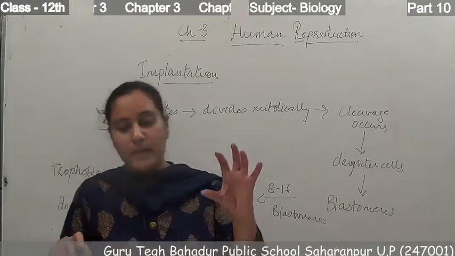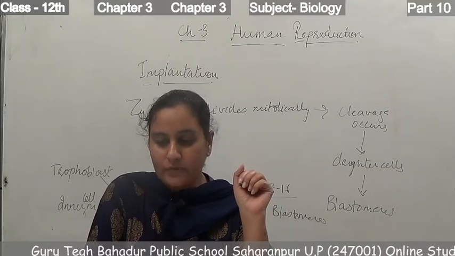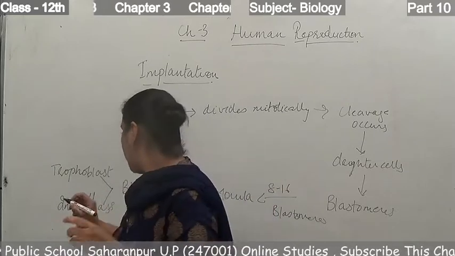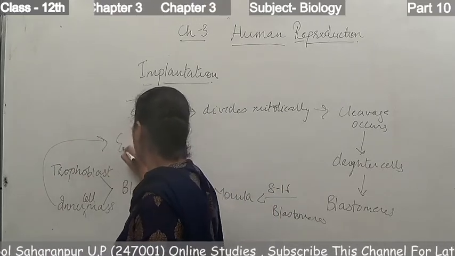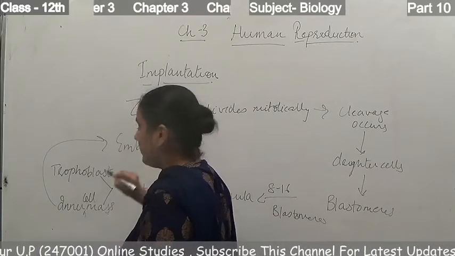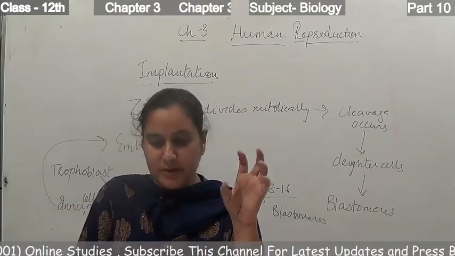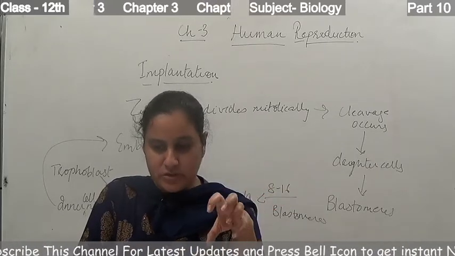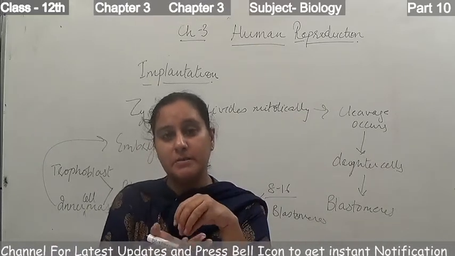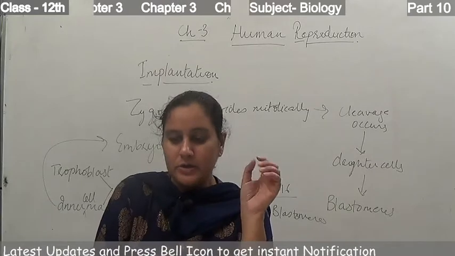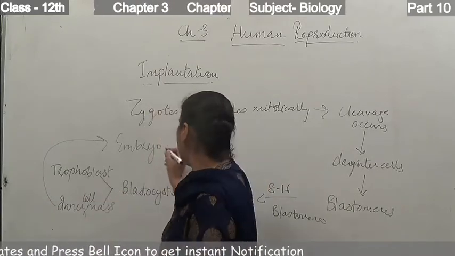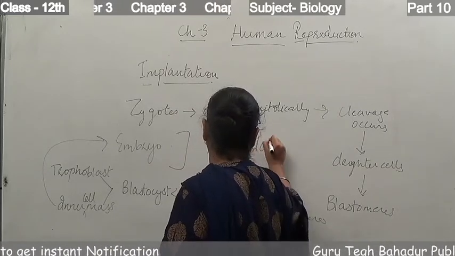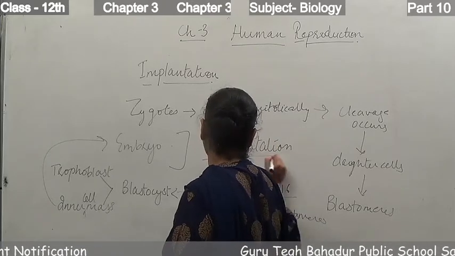After this, the trophoblast gets attached to the cells of the endometrium, and the inner cell mass starts giving rise to the embryo. After the attachment, the cells of the endometrium divide rapidly and cover the blastocyst, and the blastocyst gets embedded. Embedded means fixed inside something, into the endometrium of the uterus, and this whole process is known as implantation, and this process of implantation leads to the pregnancy.